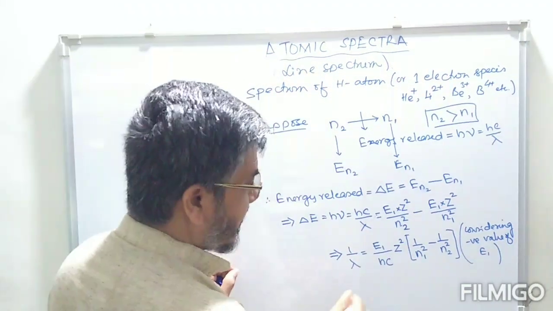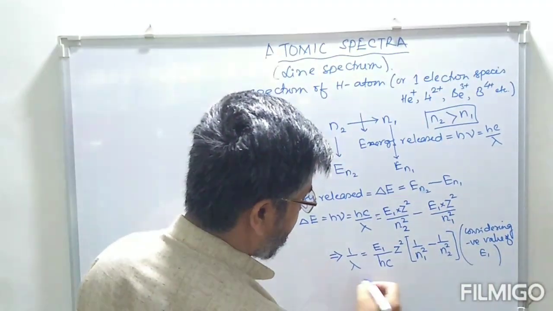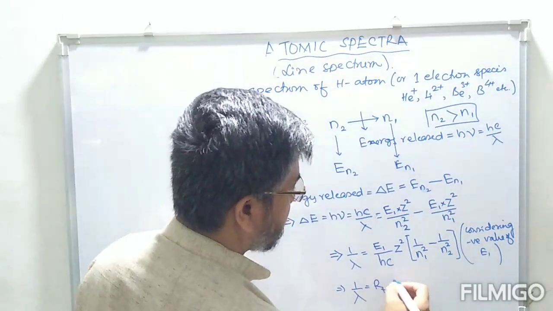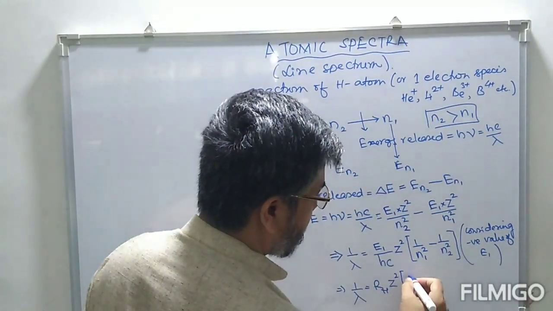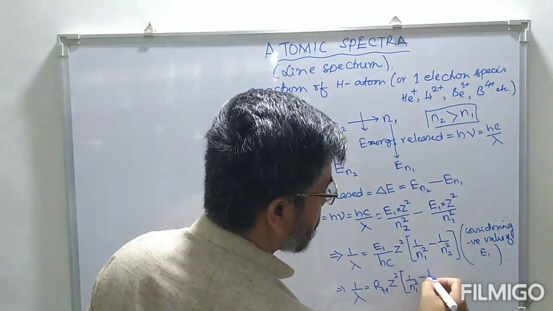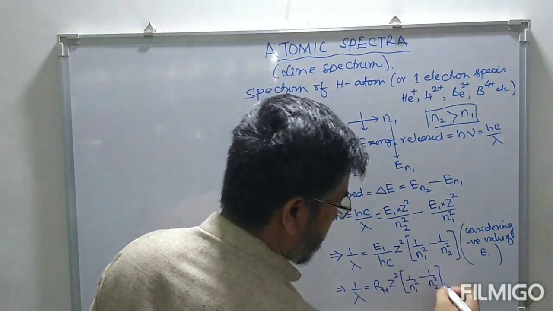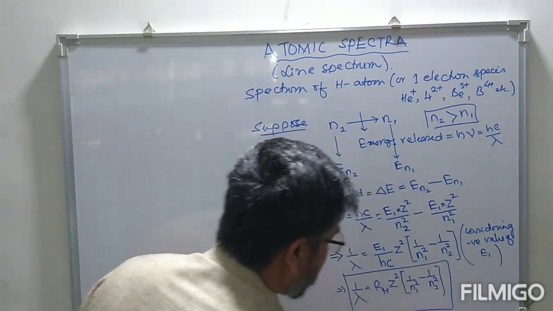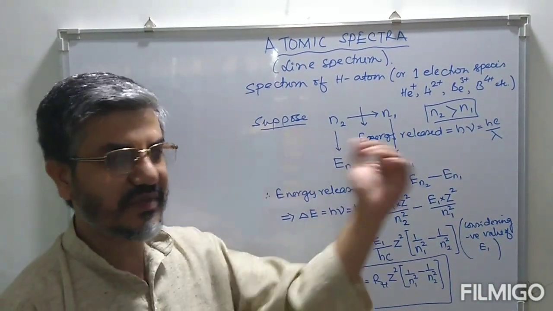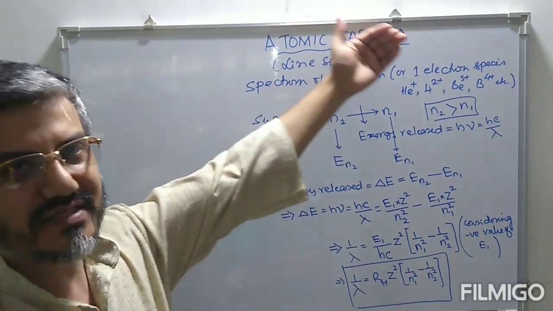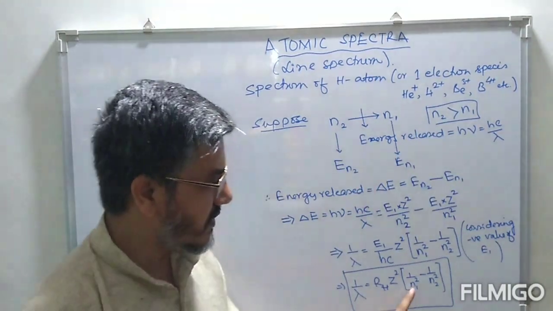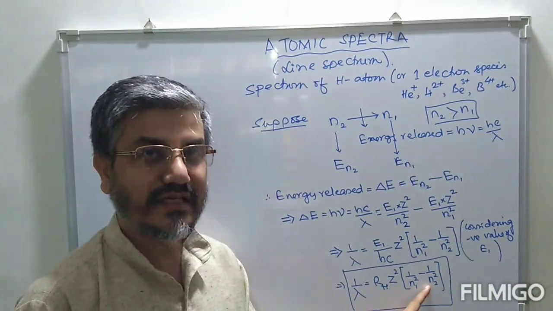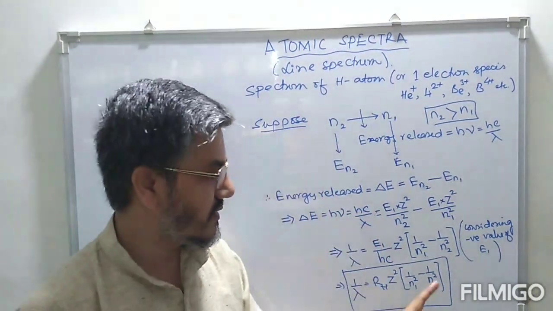So this value E1 by HC is defined by a constant which is known as RH. Z square, 1 by N1 square minus 1 by N2 square. So this equation is a very important equation which is used for measuring the wavelength or frequency of the energy emitted during the excitation process from any particular excited level to any lower level. So N1 is the final state in which the electron rests. N2 is the initial state from which electron is coming, that is higher level.